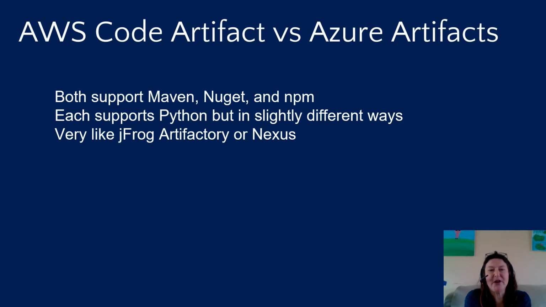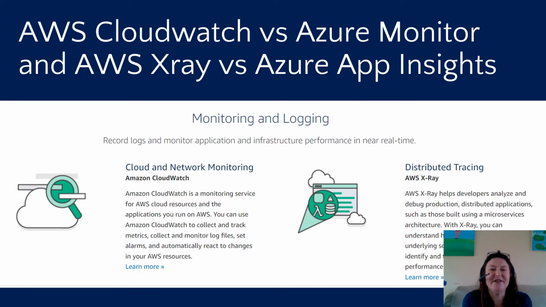So AWS CodeArtifact is similar to Azure Artifacts, and both of these are similar to JFrog Artifactory or Nexus and so on. Both support Maven, NuGet and NPM packaging. They support Python in different ways and so on. So they're very similar. We've talked a lot about Azure Monitor and Azure App Insights. AWS CloudWatch is very similar to Azure Monitor, and AWS X-Ray is very similar to Azure App Insights. I personally prefer the Azure tools in this area, but they're very similar.